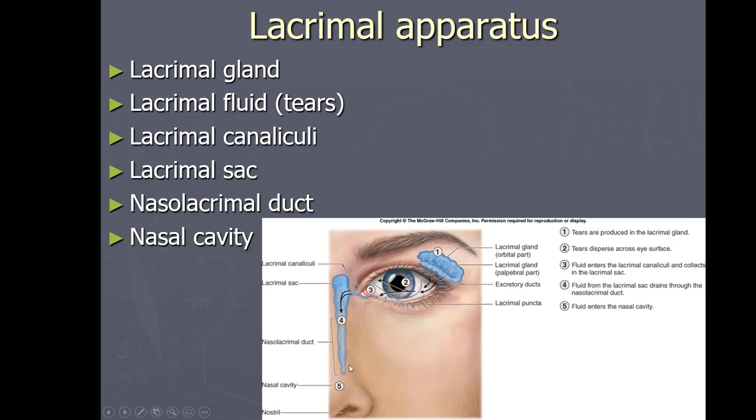So this explains why if you have a lot of tears, if you're crying, you oftentimes get a runny nose, because these excessive tears just drain. Some of them obviously come out of your eye onto your face, but a lot of them drain into the nasal cavity.